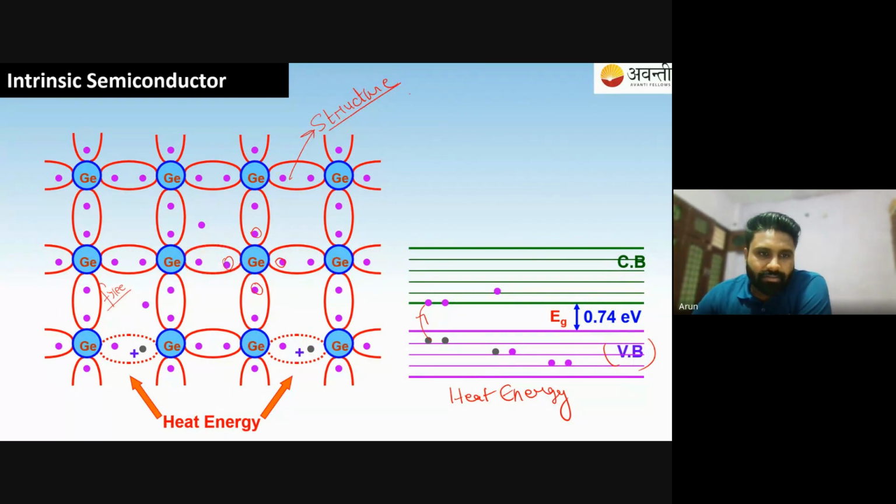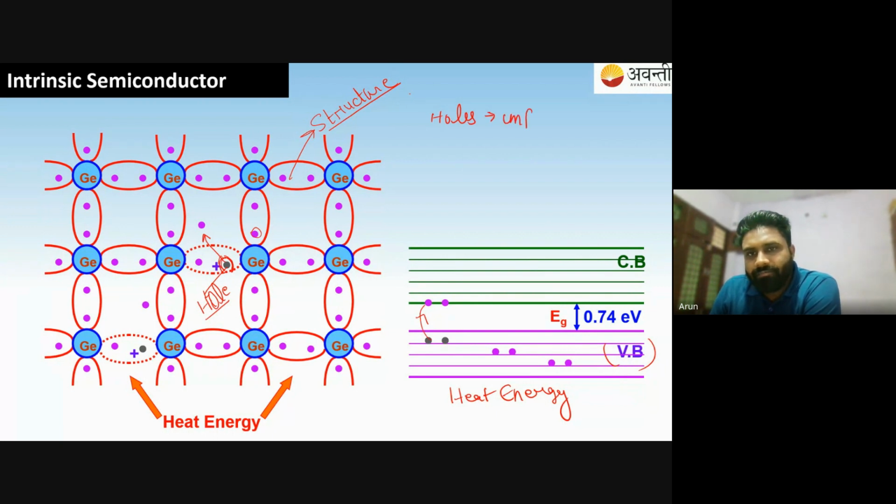But one thing happens here, and what is that? The electron which makes itself free is left with a hole, and a hole is nothing but an unfilled energy level. These holes are nothing but unfilled energy levels.